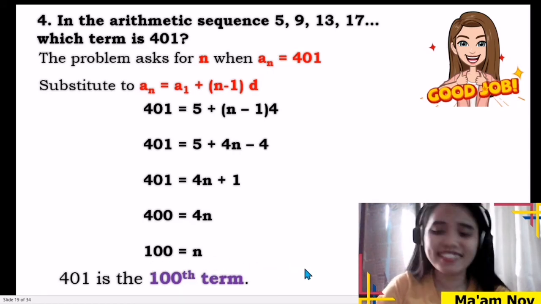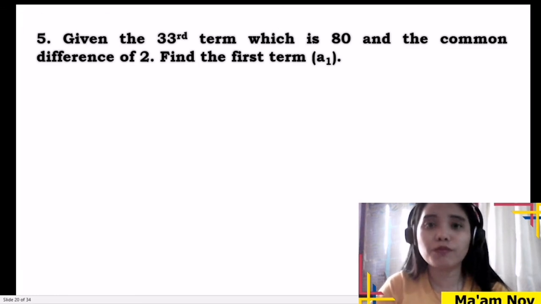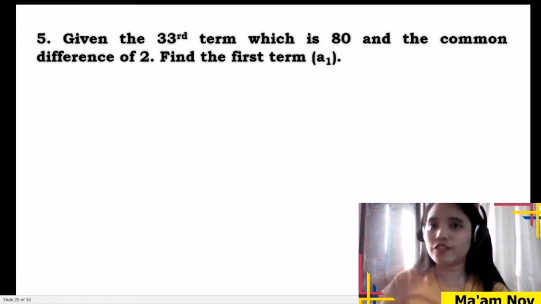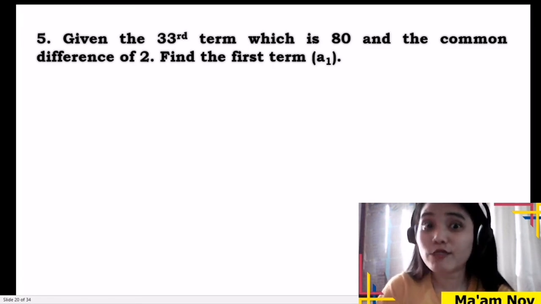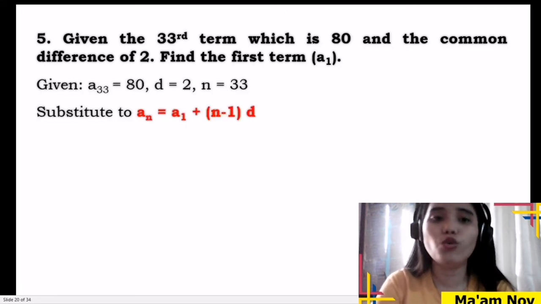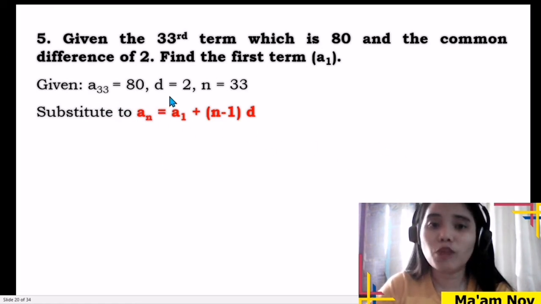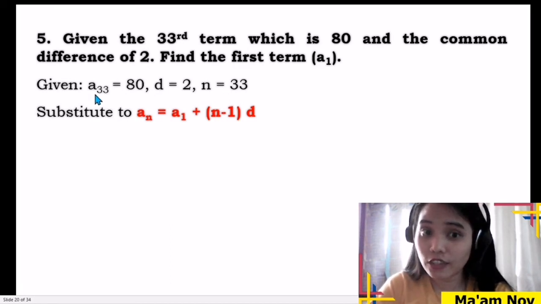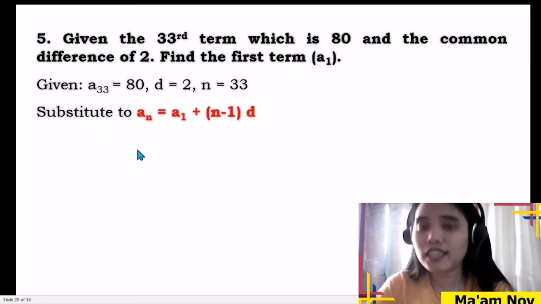Diba? Very easy lang. Given the 33rd term, which is 80, and the common difference of 2, find the first term. Hala, hahanapin natin si first term. So, ano yung given? Yung 33rd term, which is 80, and yung common difference is 2. So, a sub 33 is 80, and common difference is 2. Since our a sub 33, 80, is equal to 80, our n is 33. Dito galing. Okay? So, substitute lang natin sa formula.